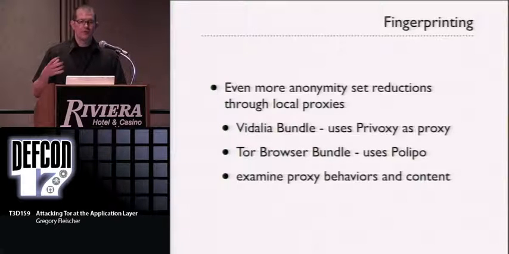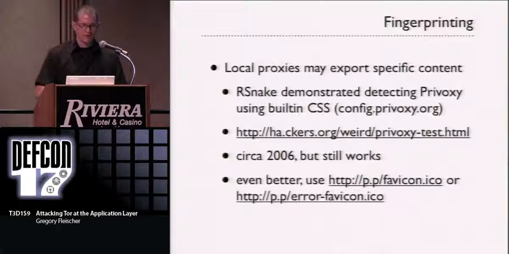It was originally used to try and limit web browser bugs, that kind of stuff that was trying to break down your privacy. Polipo is much newer. It's based on HTTP 1.1. It's caching, and it has a different set of problems. So we can look at these behaviors and content and start to come up with a way to identify which proxy you're using. Arshan demonstrated detecting Privoxy using its built-in CSS in 2006, and it still works to this day. This hasn't ever been addressed, but it could be very simply addressed if the remote config.privoxy.org site simply hosted the same content. But nobody's ever done that.